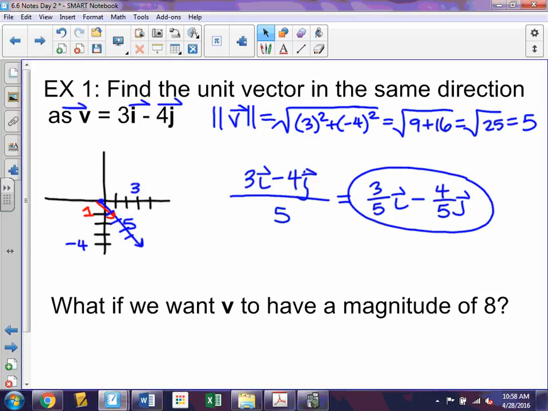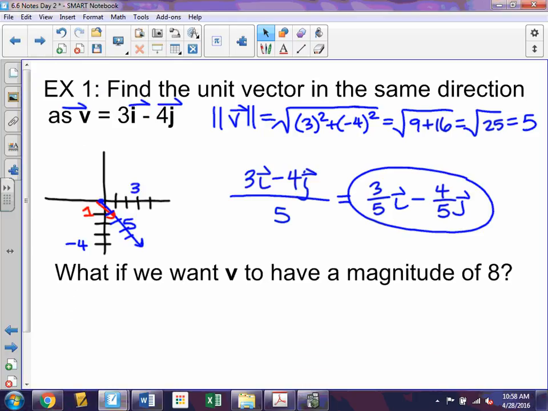So how do we answer this question? What if we want vector B to have a magnitude of 8? So think about what B was, 3i minus 4j. It started out to have a length of 5. What if I wanted to have a length of 8, a magnitude of 8? What could we do? Okay, we multiply by 8/5.